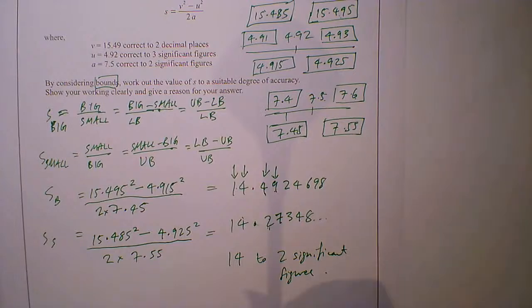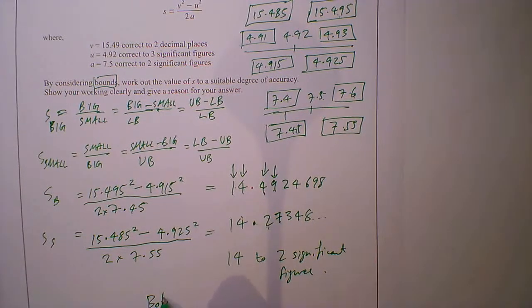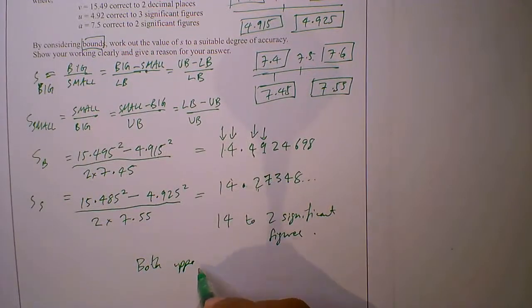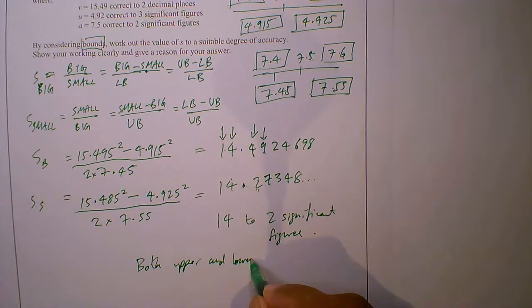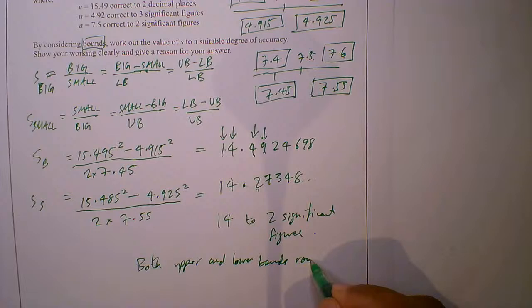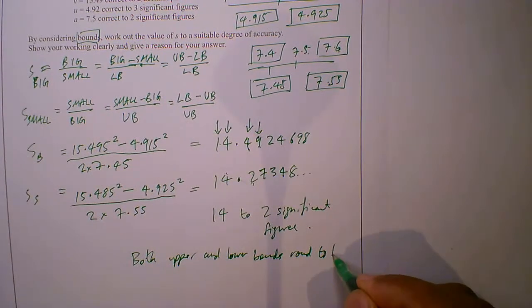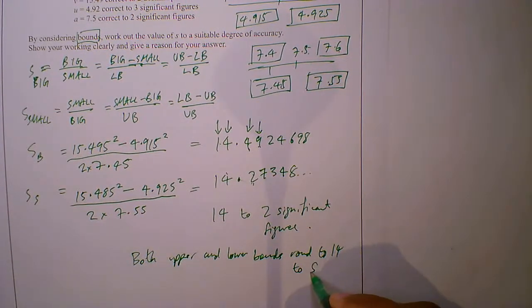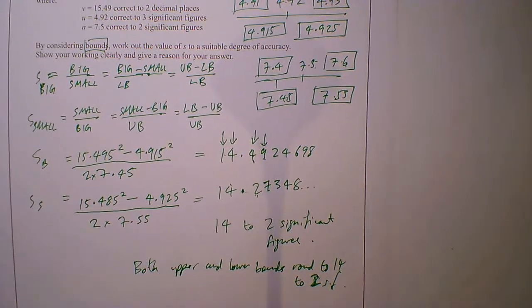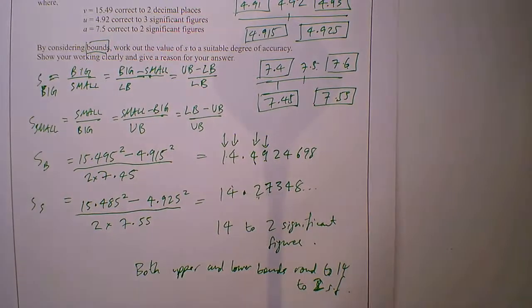Because both upper and lower bounds round to 14 to two significant figures. Okay, so that question is done, and my apologies for that breakup.